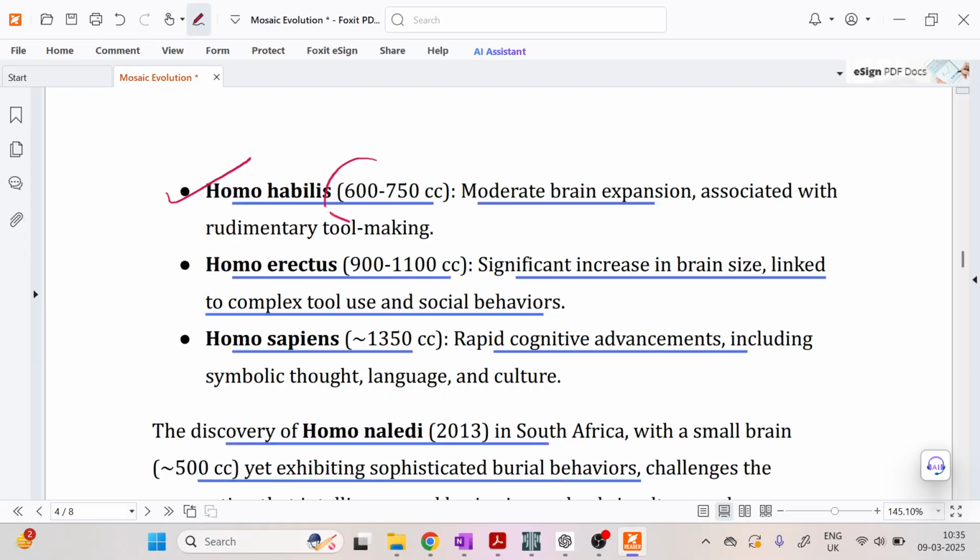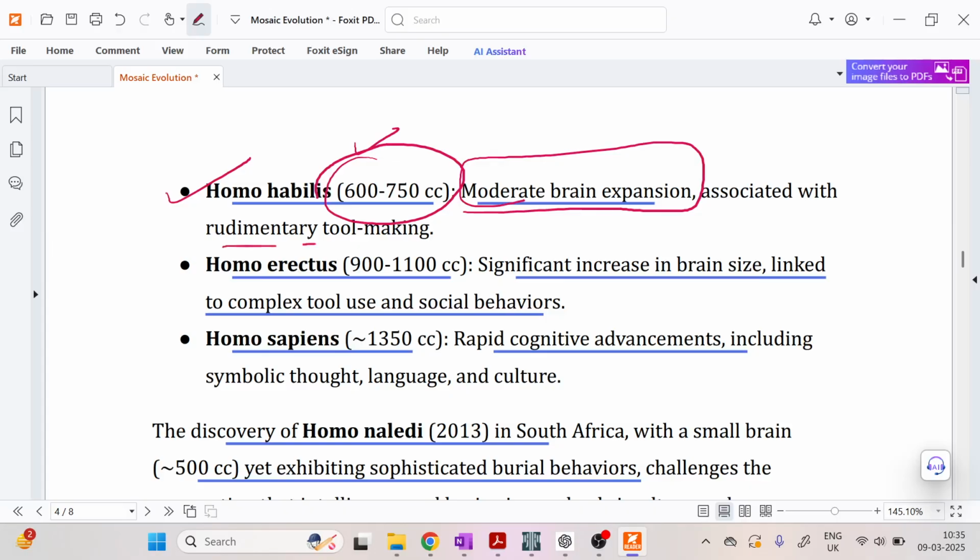Then Homo habilis. There was a slight increase in encephalization, 600 to 750 cubic centimeters. This moderate brain expansion was associated with rudimentary tool making.